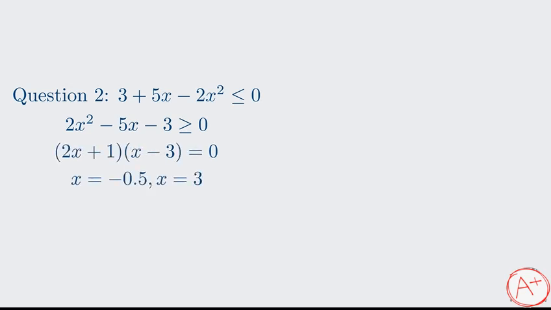Now for the medium question. To make this easier, let's multiply the entire inequality by -1 and flip the sign. Now find the critical values. (2x plus 1)(x minus 3) equals 0. So x equals -0.5 and x equals 3.